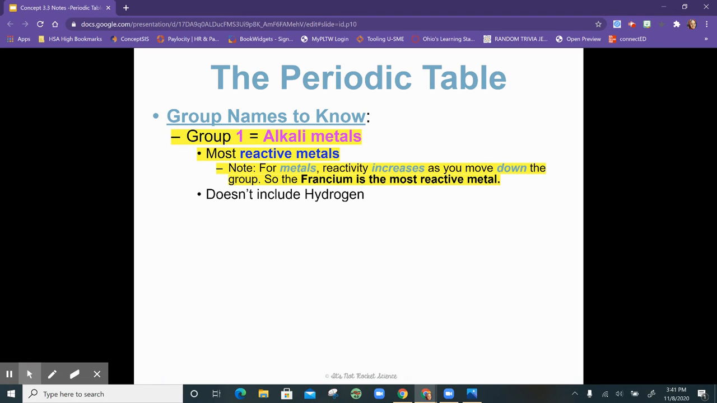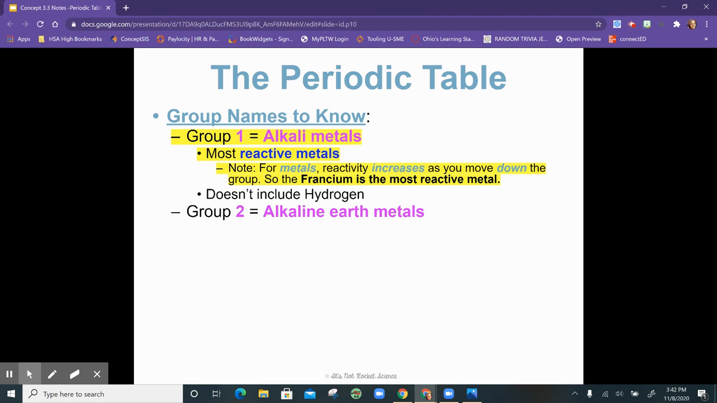It doesn't include hydrogen because hydrogen is a special element. Just because it has one proton and one electron in its only shell, it's considered as being in the first group, but it has totally different chemical properties and physical properties than the metals.